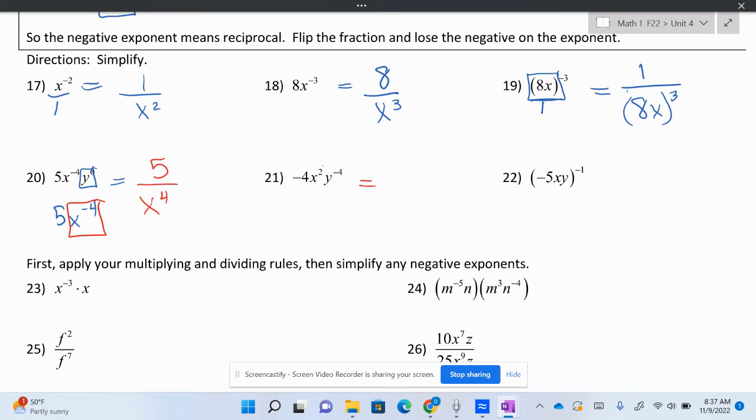Let's look at number 21. Do I need to move this at all? No. 4x squared is good. The negative portion needs to go down to the bottom.